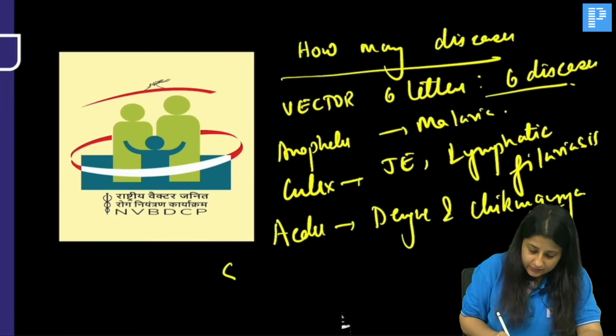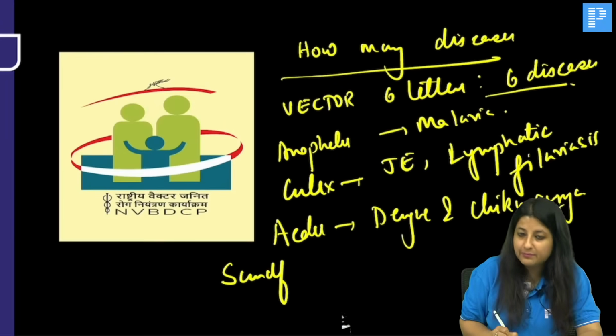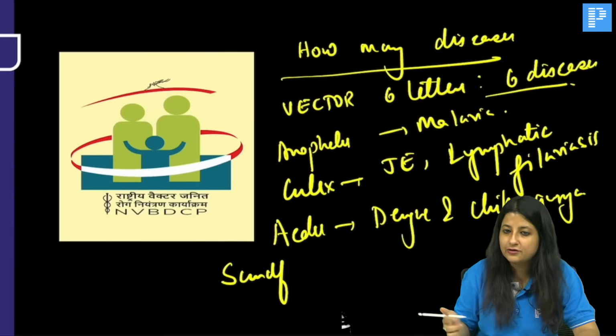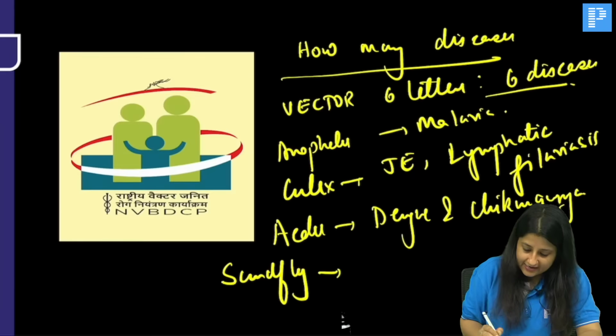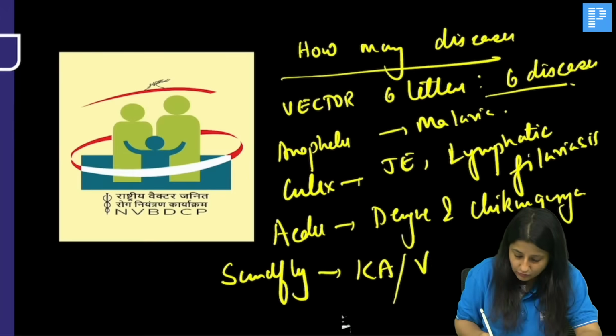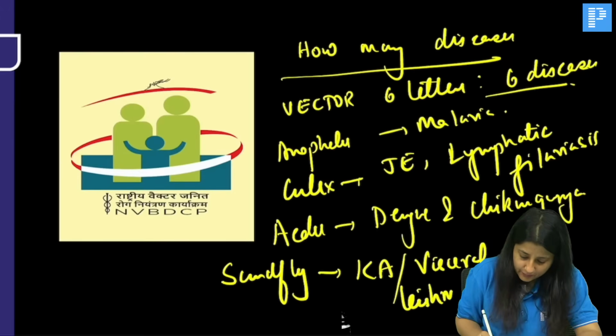The other one is what? Phlebotomous Argent type, sabka favorite with the hairy wings. I'll show you the image today. Sandfly. So sandfly is Kala Azar, also visceral leishmaniasis.